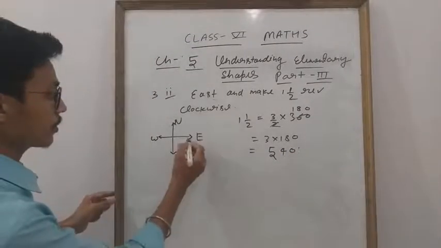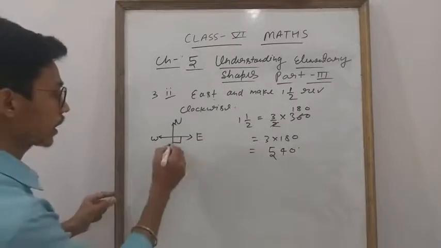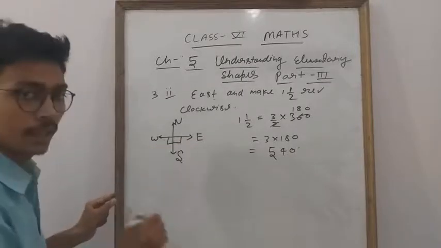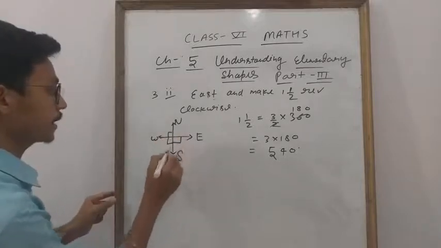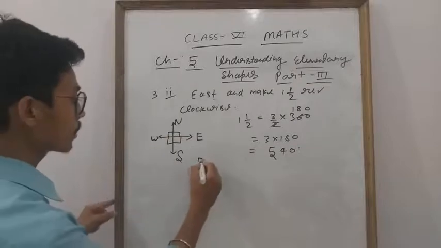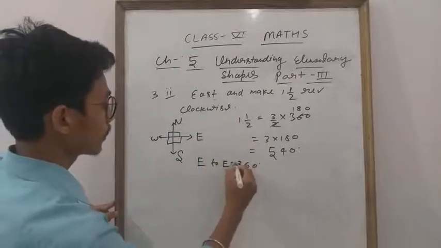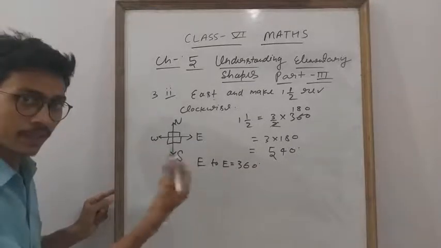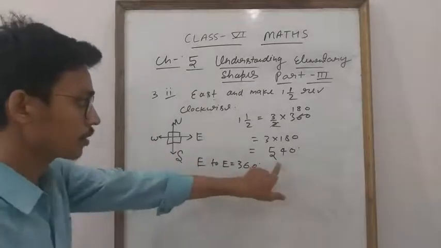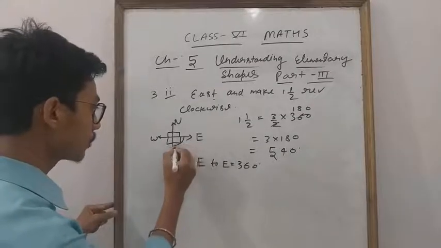So see, students, from east you will move. First you will move 90, again you will move 90, again 90, again you will move 90. It means east to east, 360 degrees completed. Okay, east to east, 360 degrees completed. Now you have to find out 540. Again you will move where? East to south.